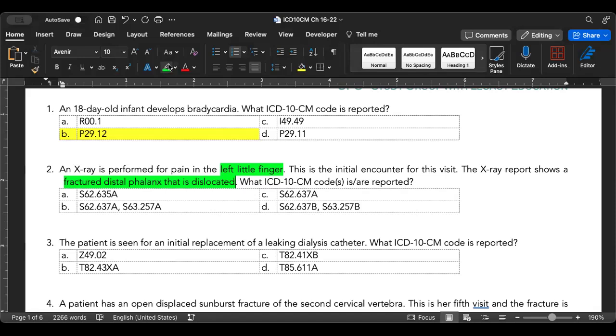Okay, so puny, you'll go to fracture and then finger. And then underneath finger, you're going to look at distal phalanx. And it should give you the S62.63. So yeah, needy, it is S62.637. So 7 is going to give us our left little finger. And then we need to find our seventh character. So we need to go back to the S62 category.